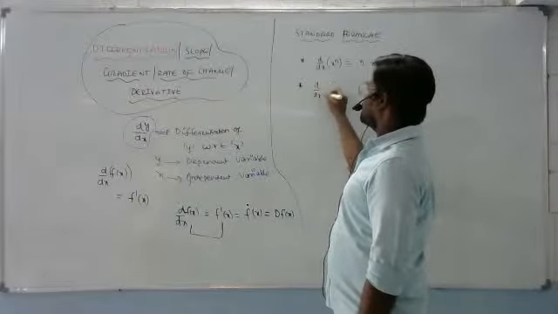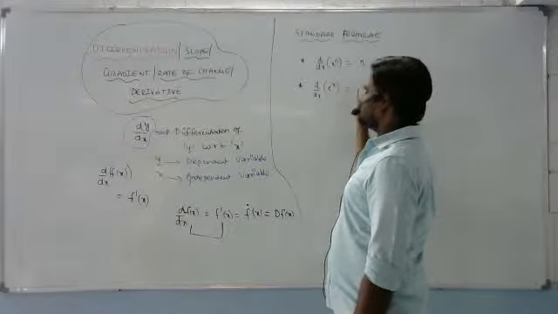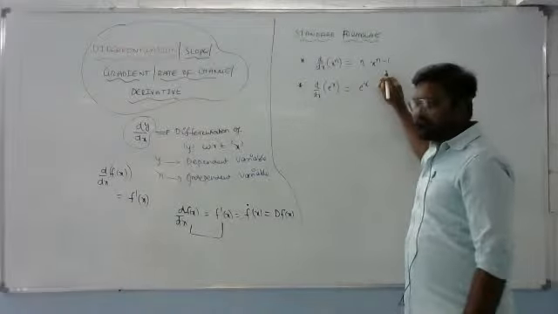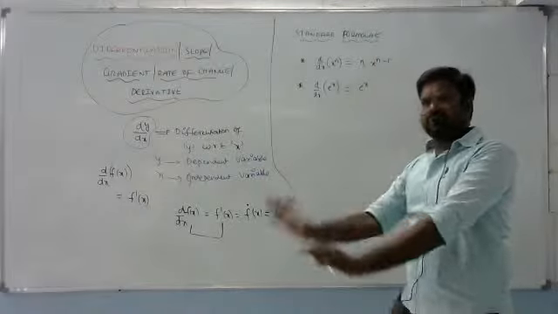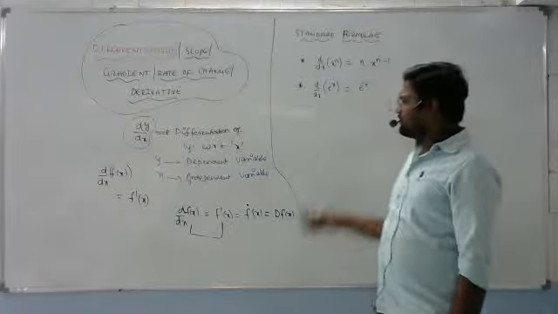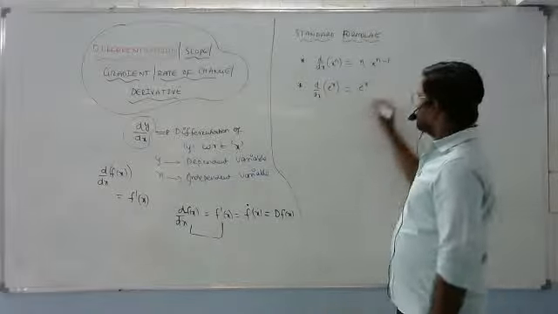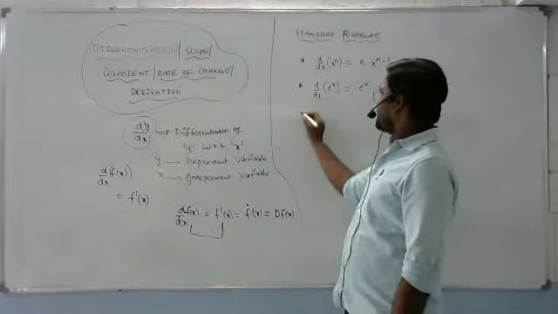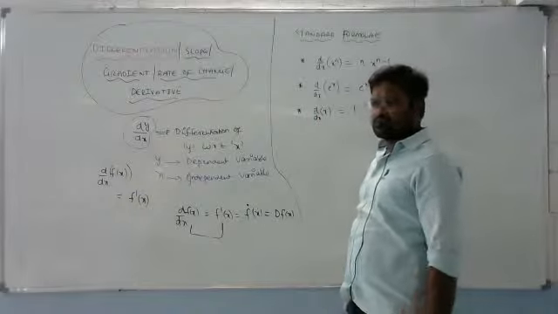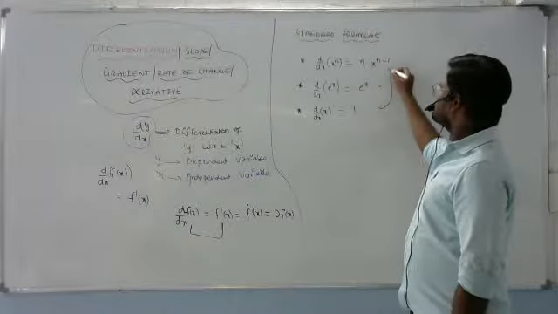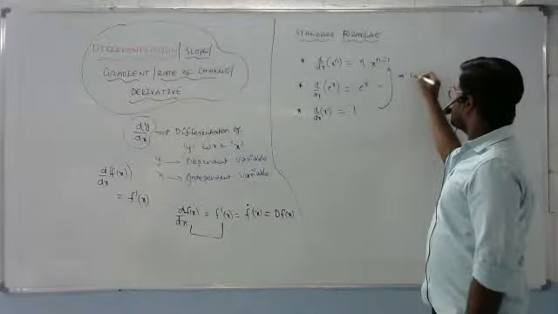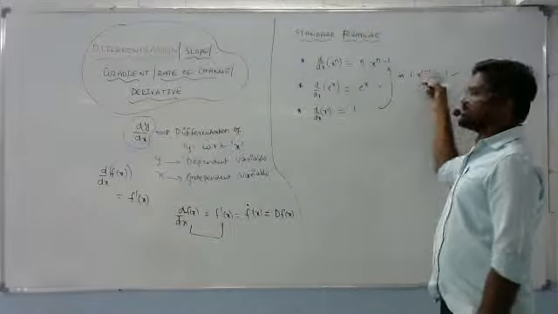Next formula, d by dx of e power x. E power x has one specific property. Even if you differentiate e power x any number of times, you will get e power x only. First differentiation, second differentiation, third differentiation. Understand? Even if you differentiate it n number of times, you will get again e power x only. Understood? Next one. What is d by dx of x? Obviously this is 1. How is it equal to 1? Using this formula, x power 1, right? Substitute n equal to 1. 1 into x power 1 minus 1, which is 1, because x power 0 is 1.